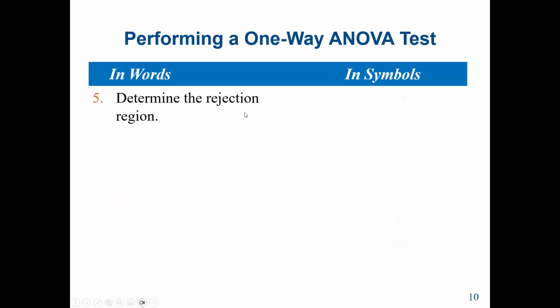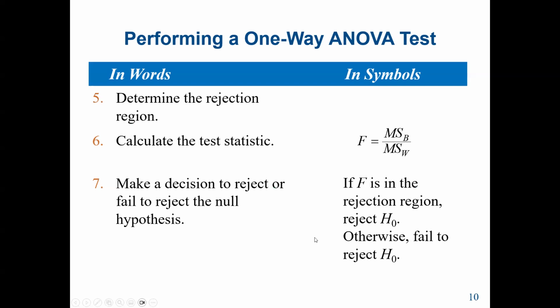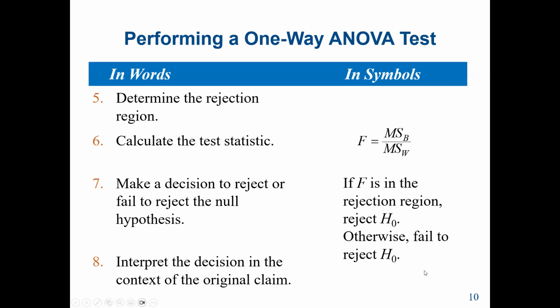Then we determine the rejection region. If we know the test statistic and we know the critical value, we can do it. To calculate the test statistic, F equals MSB over MSW. Then we can make the decision. We know the critical value, we know the F. So we make a decision to reject or fail to reject the null hypothesis. If F is in the rejection region, then reject H0. Otherwise, fail to reject H0. Then we interpret the decision in the context of the original claim.